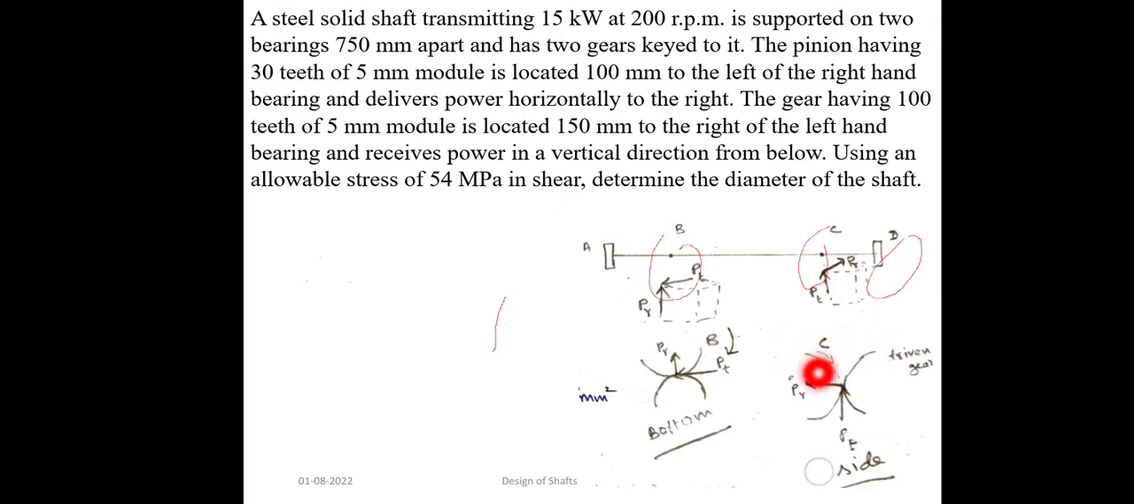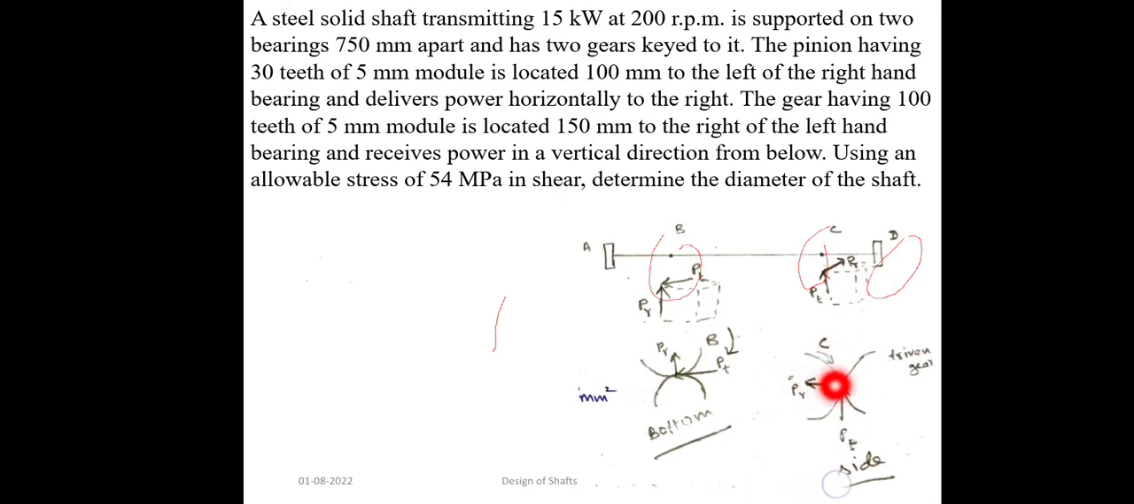So here gear C will be the pinion or driving gear, and the gear to which power is delivered is called the driven gear. If two gears mesh with each other, there will be two kinds of forces. One is radial force and another is tangential force.